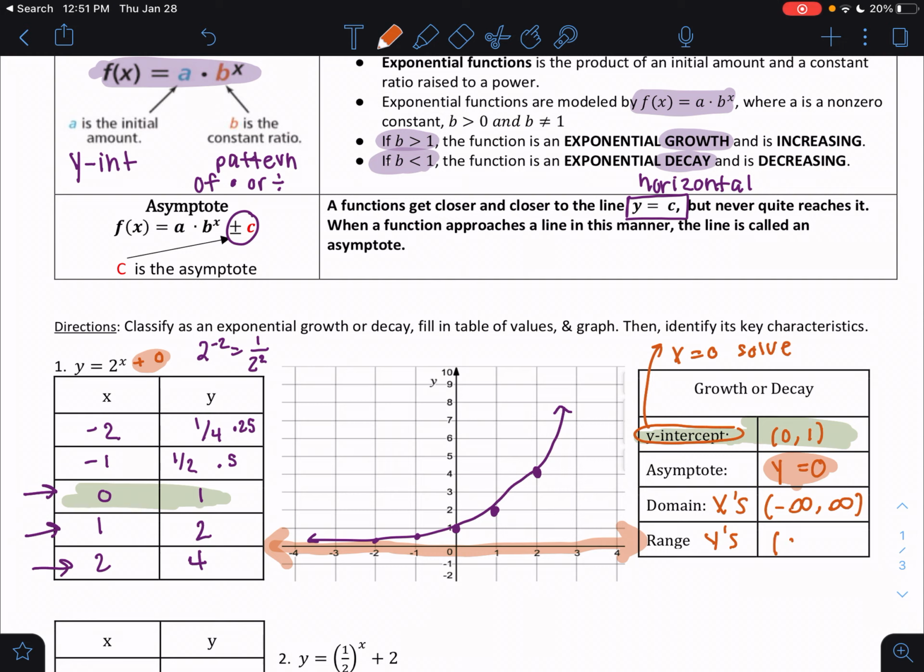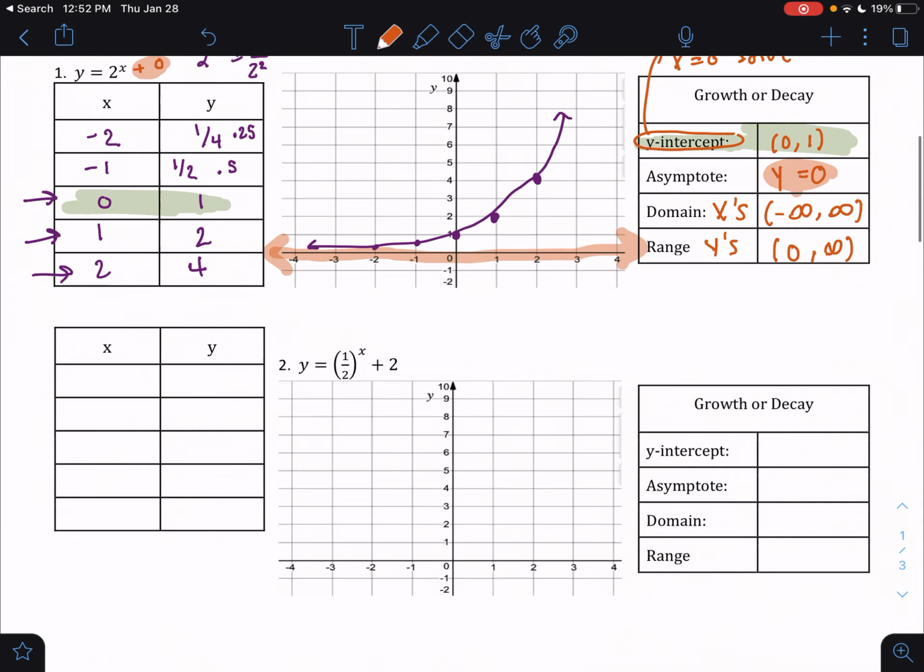So our range is 0 to infinity, because we can choose any of these values that are positive. Now we can't choose 0 because that's on the axis. And so that's why we have these parentheses and not brackets. Brackets would mean including it. So that's our first one. Now it's a lot to take in, so we're going to do these notes over 2 days.